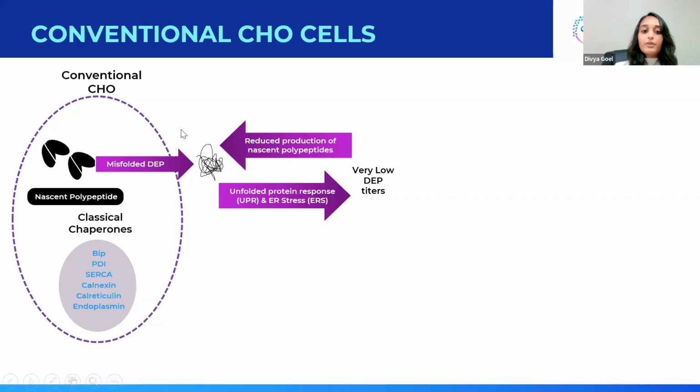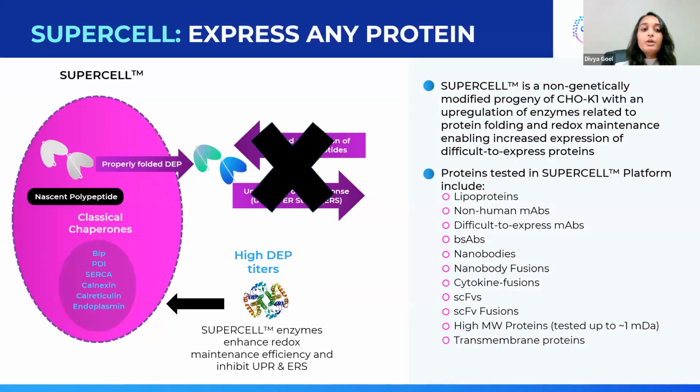And that induces the unfolded protein response and induces ER stress on the cells. And there's a feedback loop that happens, which reduces the production of the nascent polypeptides. And you tend to get an overall reduction of the expression of these difficult to express proteins. And overall, what you tend to see is much higher levels of aggregated material of the protein that is being secreted.